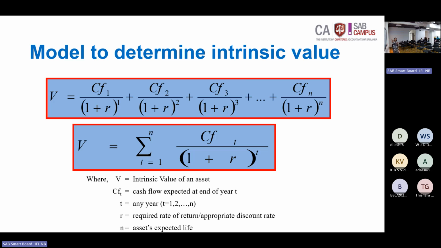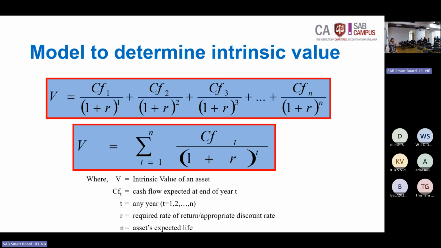What do you mean by CF? Cash flows, right? CF1 is the cash flow at the end of the first year. CF2 is the second year cash flow. CF3 is the cash flow in the third year. But these are future cash flows. How can you convert these future cash flows into the present context? By dividing them by 1 plus R to the power N.